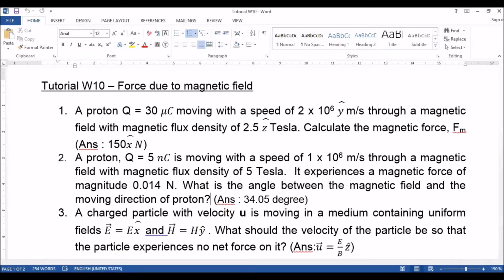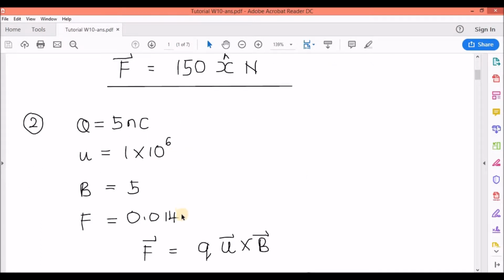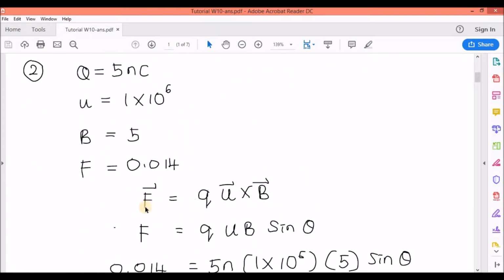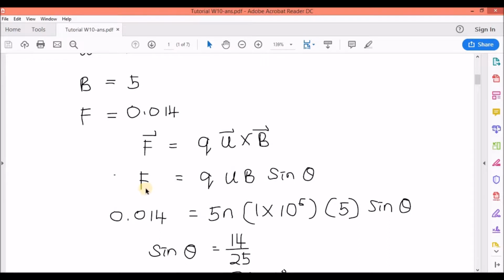So what should you do? Let's look at the solutions. So this is the information from the question. We will still refer to this equation, but if we want to use it, we need to know the direction of U and also the direction of B. But if we rewrite this formula by considering the angle between U and B, we can get this equation. You can get this equation from your slide as well.